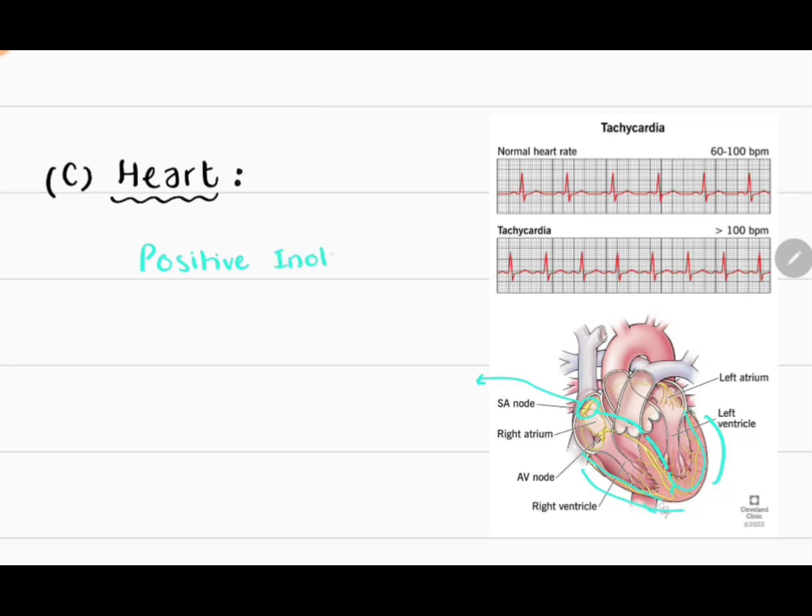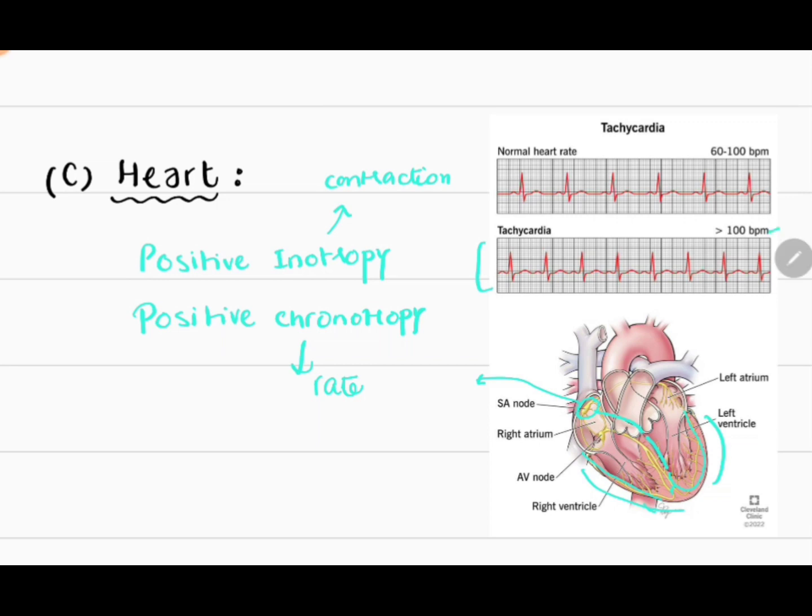Positive inotropy means the contraction of the heart is increased, and positive chronotropy means the rate of the heart is increased. So we have both an increase in rate and an increase in the force of contraction of the heart. So we can see tachycardia in patients in whom we give antimuscarinic drugs. Tachycardia is a high heart rate, a heart rate greater than 100 beats per minute.